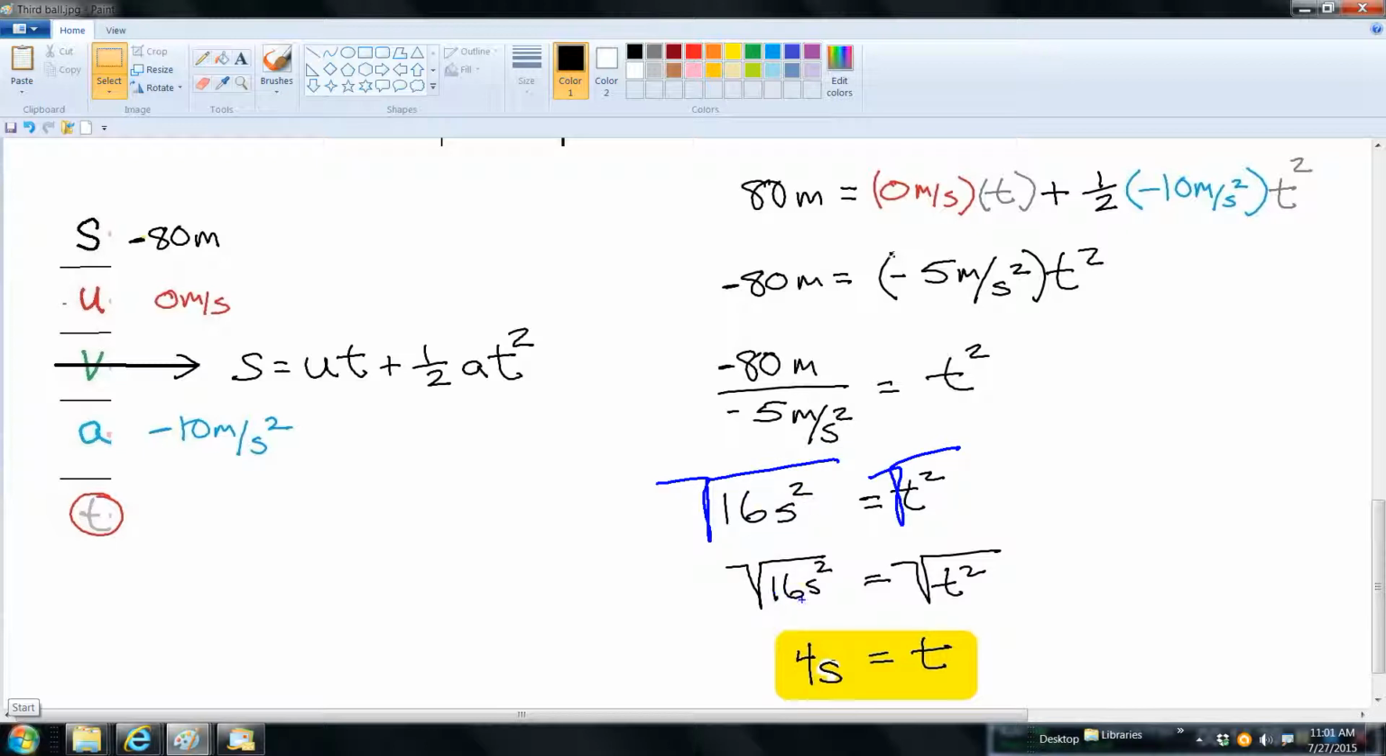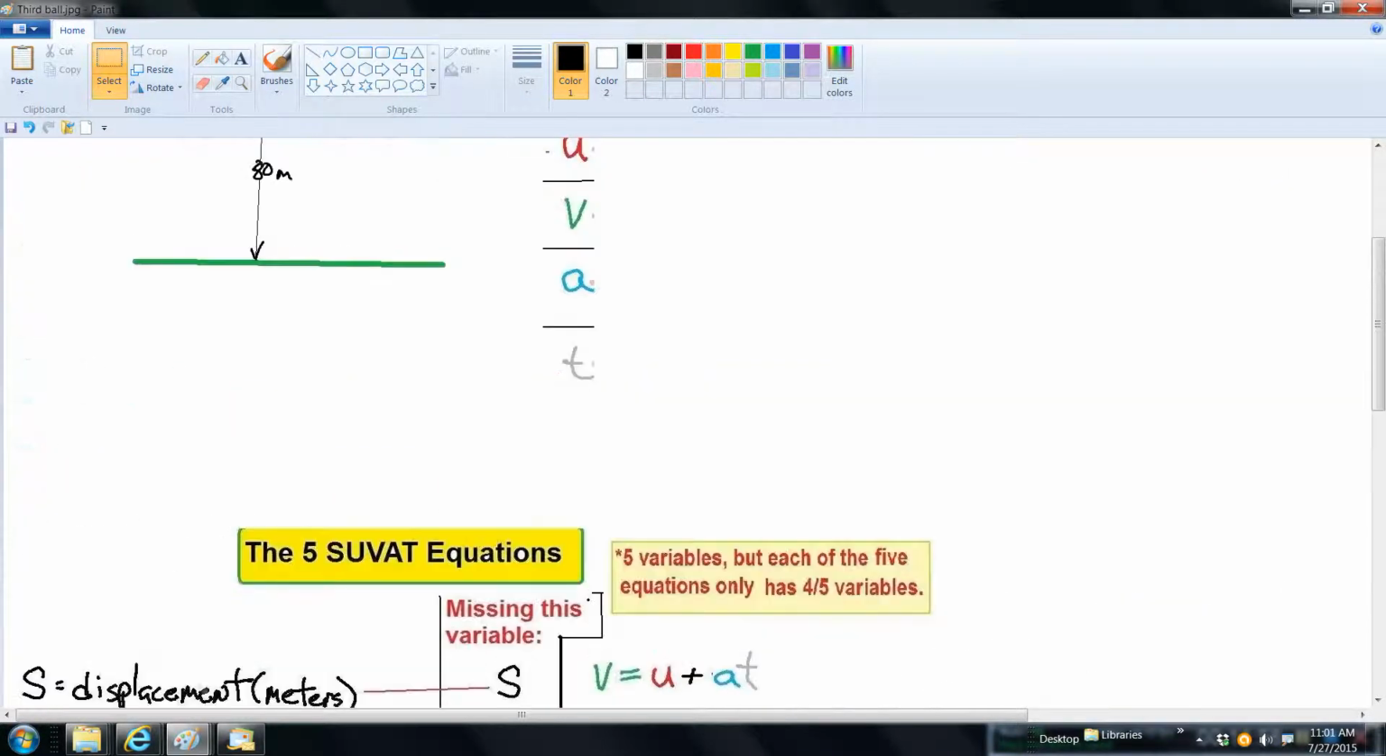and second squared is going to be seconds. Square root of 16 is 4. Square root of t squared is t. So we've got 4 seconds is equal to the time, and that is our answer.